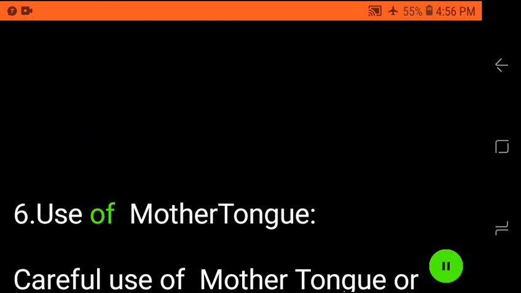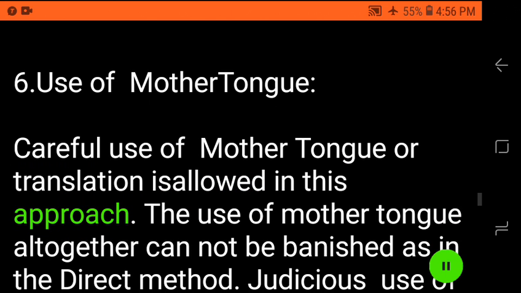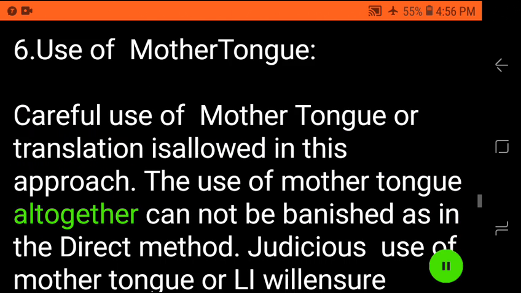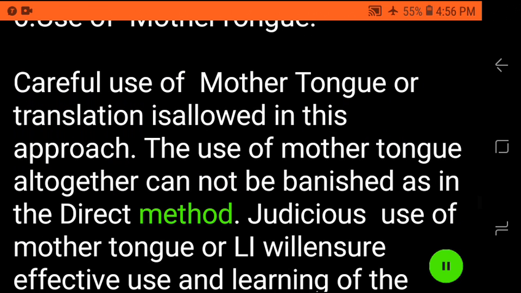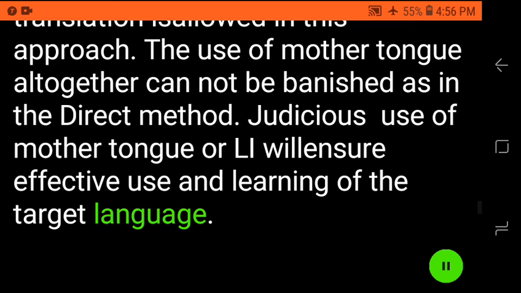6. Use of mother tongue. Careful use of mother tongue or translation is allowed in this approach. The use of mother tongue altogether cannot be banished as in the direct method. Judicious use of mother tongue or L1 will ensure effective use and learning of the target language.